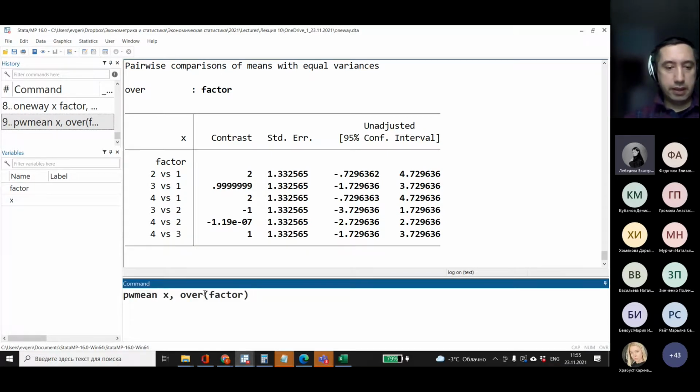And also we can work with method. Here we can define the method.